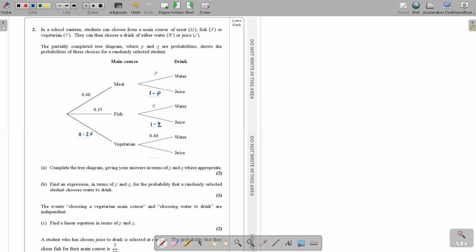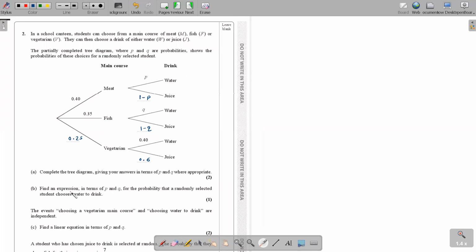This is 0.4, which means 1 minus 0.4, which is 0.6. Okay, children? So 2 marks, that's quite easy. Next one, find an expression in terms of P and Q for the probability that a randomly selected student chooses water to drink.